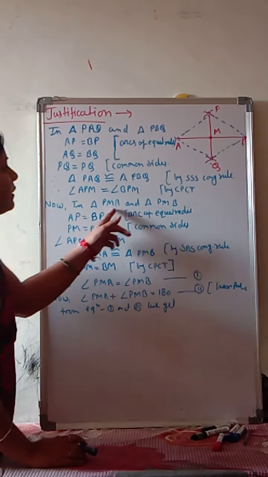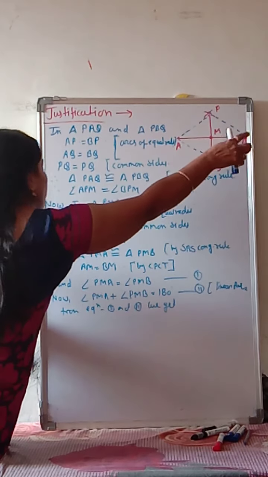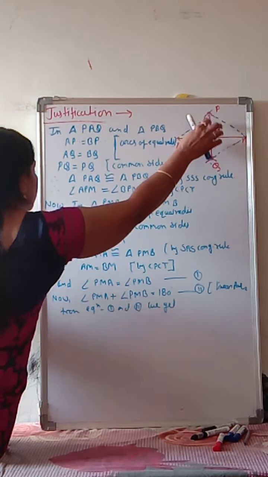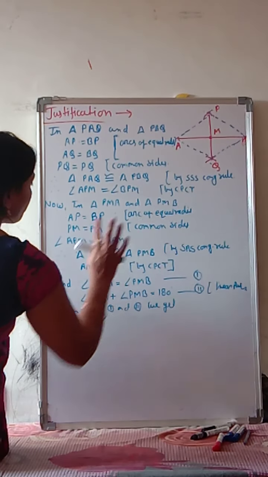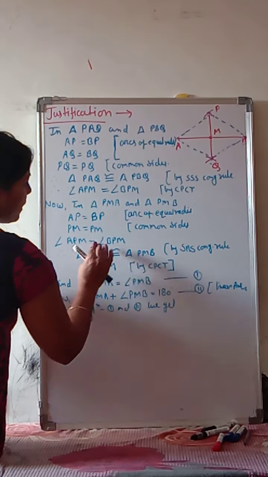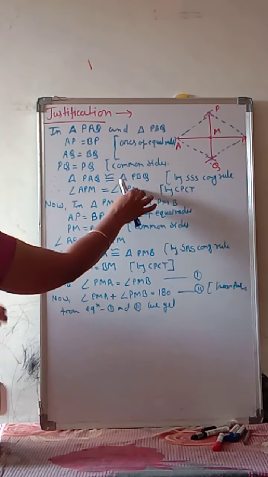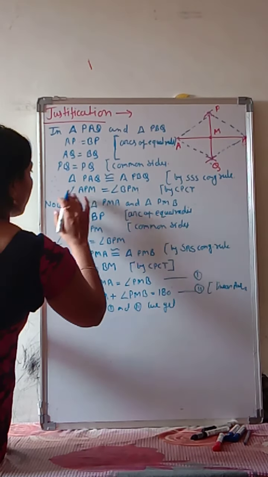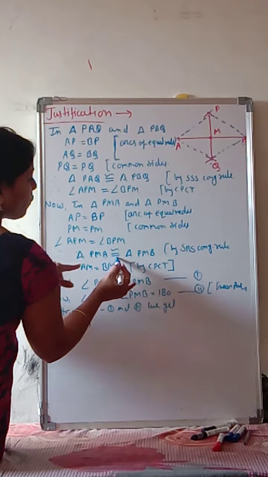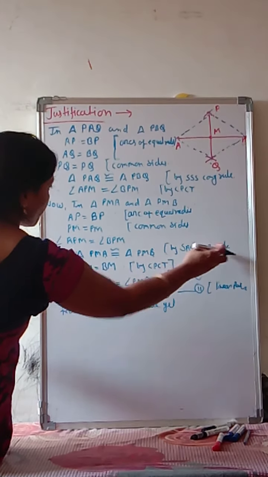It means CPCT. Now let's take triangle PMA and triangle PMB. AP equals BP by arcs of equal radii, and PM is a common side, so PM equals PM. Therefore angle APM is equal to angle BPM, which you have already proved in the previous angles. So now triangle PMA is congruent to triangle PMB by the SAS congruence rule.